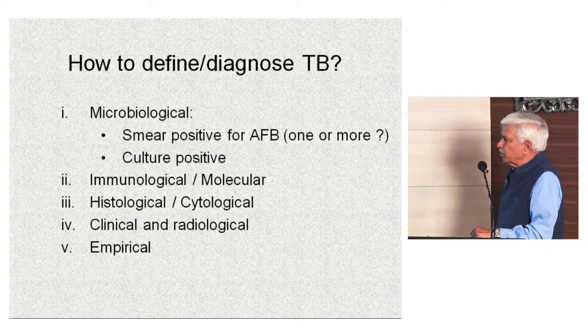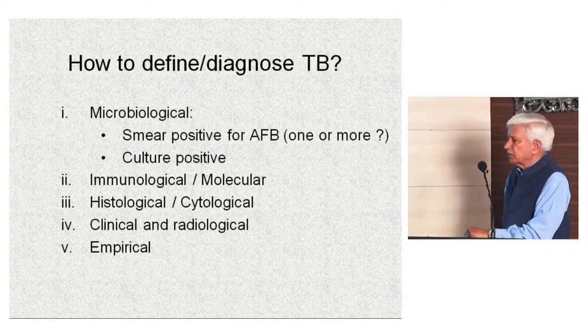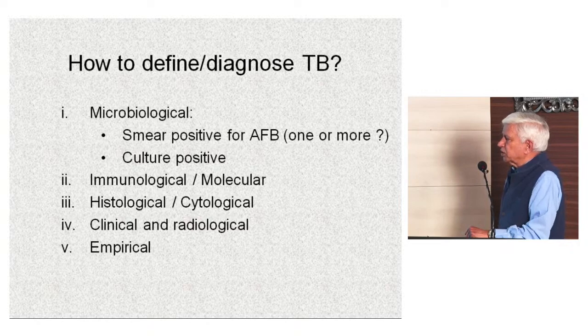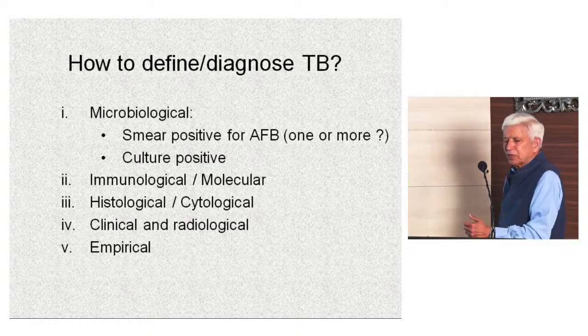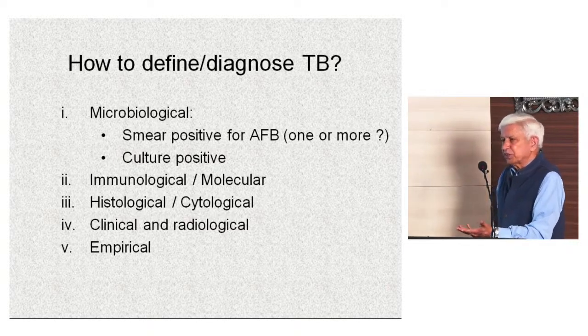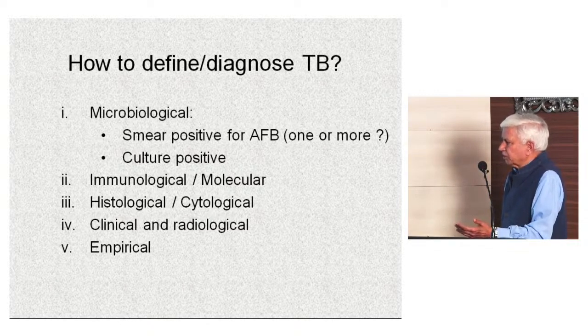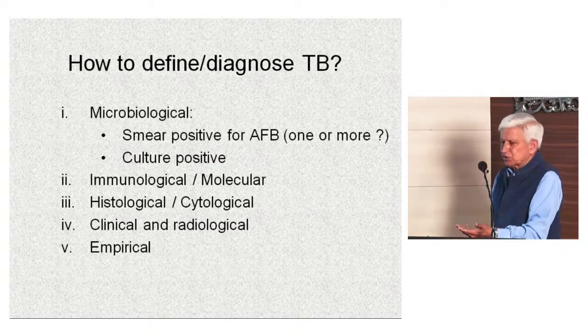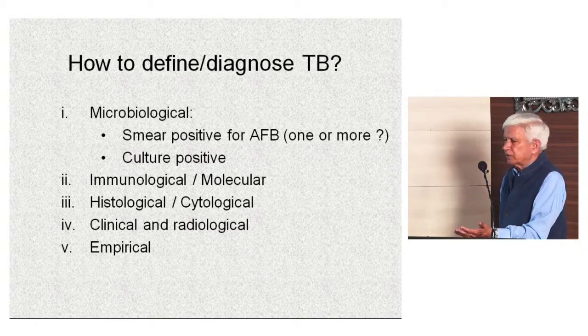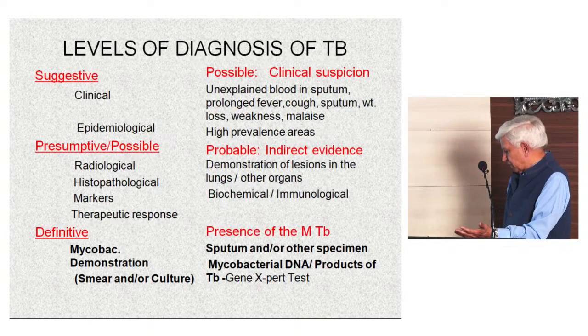Then there are immunological and molecular methods. Gene Xpert is the most commonly employed. The others are relatively less reliable: the histological diagnosis, the cytological findings like lymphocytic effusions, or granulomatous findings. Empirical diagnosis is just clinical. People come with weight loss, fatigue, and so on. So those methods are sometimes used in clinical patients.